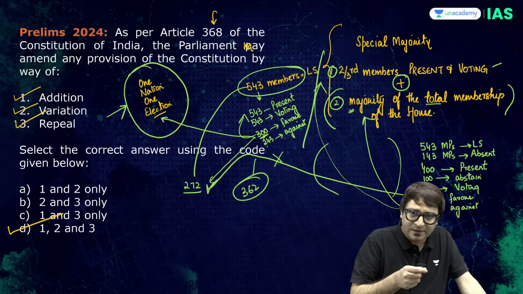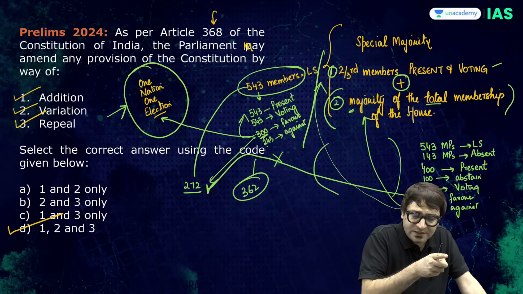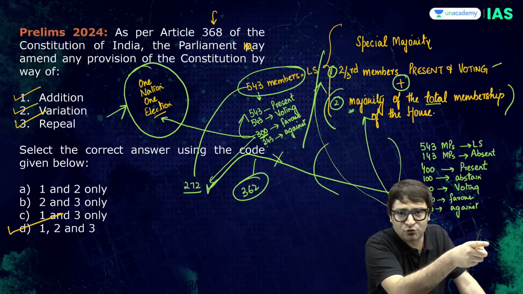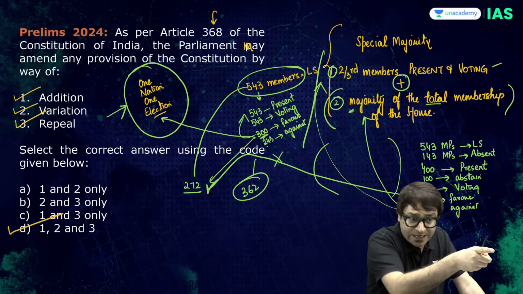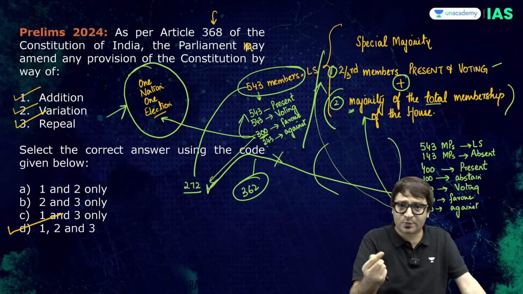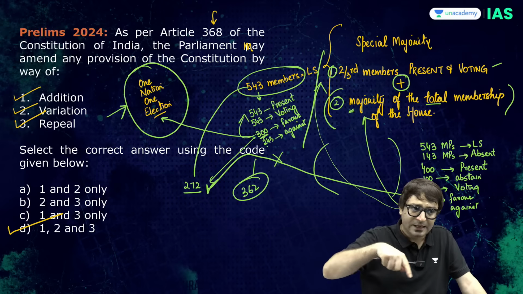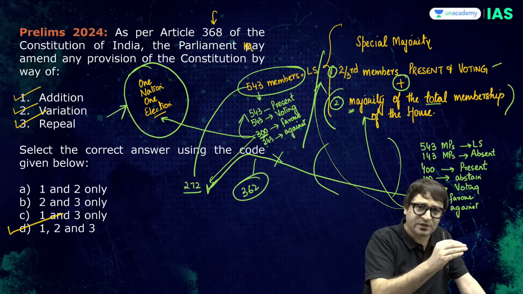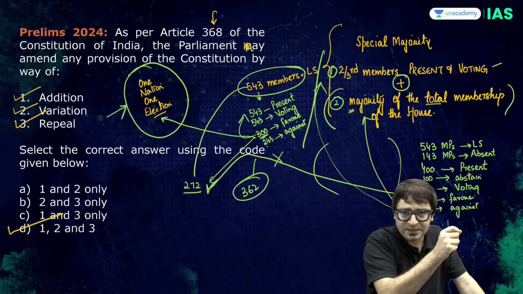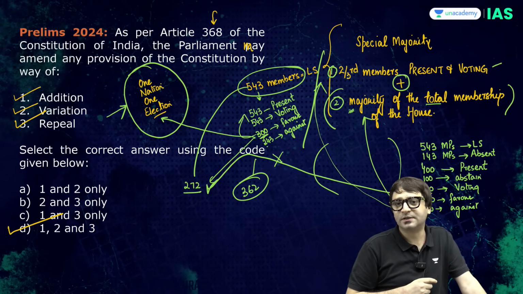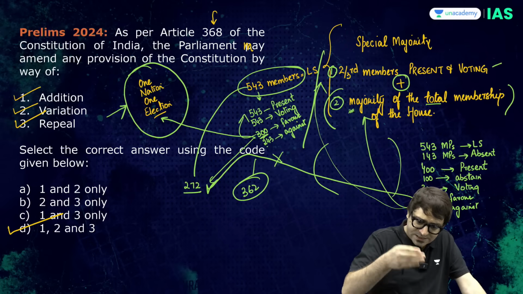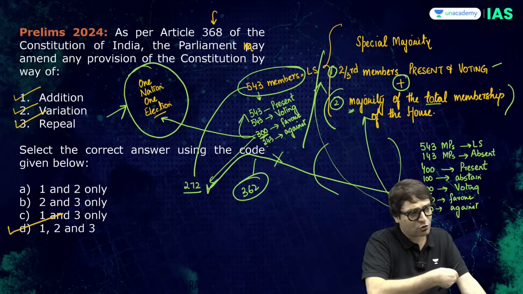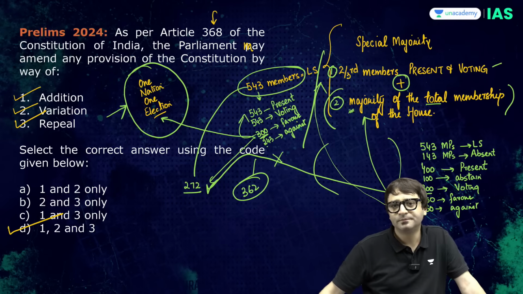And if this bill affects federal features, then you need to send this bill to all the state legislatures, including the union territories which have a legislative assembly. And only when you get ratification from at least half of the states, then this bill will be sent to the president. And once the president signs this constitutional amendment, the Constitution stands amended.